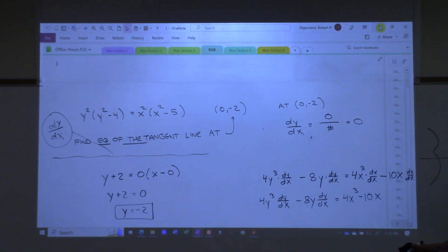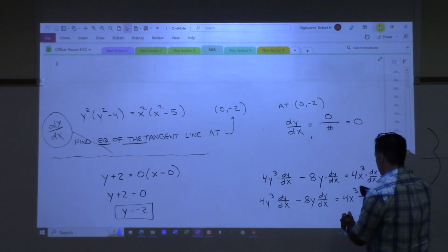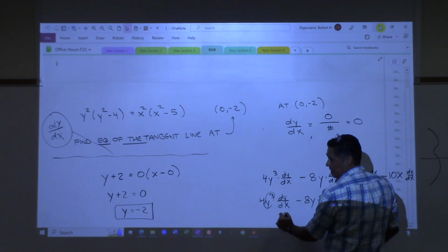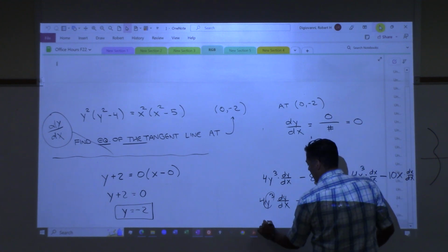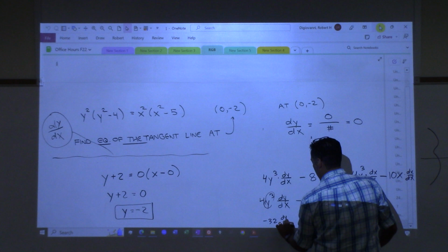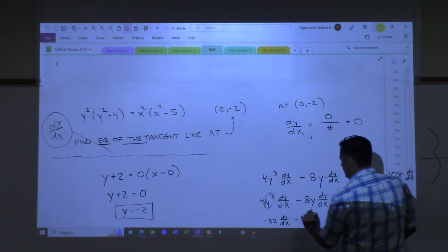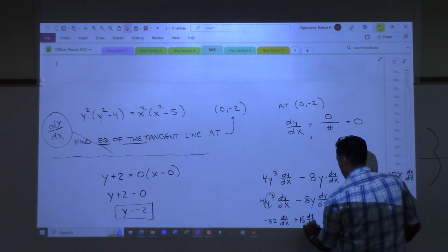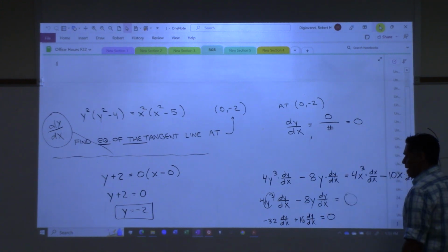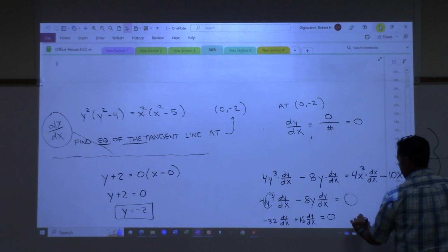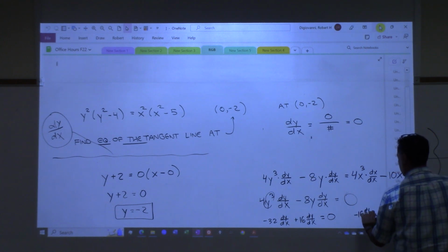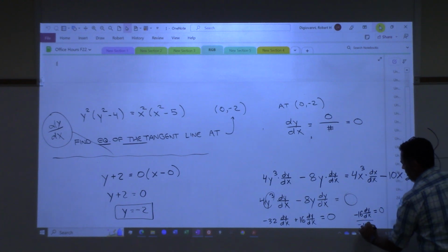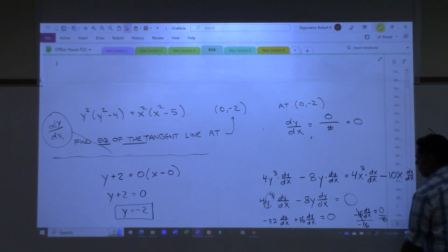We just plug it in. When I put 0, yeah, so when you put 0 here, this is all 0, right? And then -2 cubed is -8. Times 4, that's -32 dy dx. Minus -2 in here, it turns into a plus 16 dy dx. Still with me? Equals 0, right? And then now put those two together, you should get -16 dy dx equals 0. And then divide both sides by -16. Oh, yeah. And dy dx is 0 still.